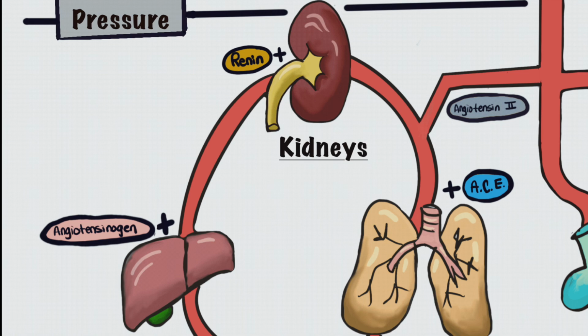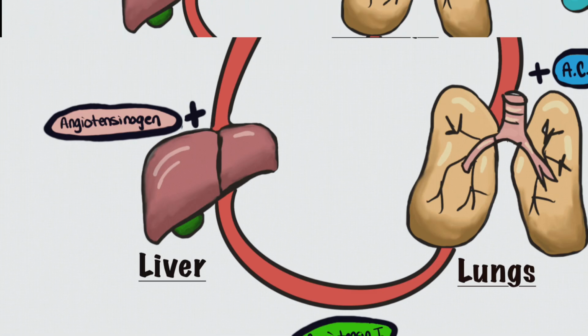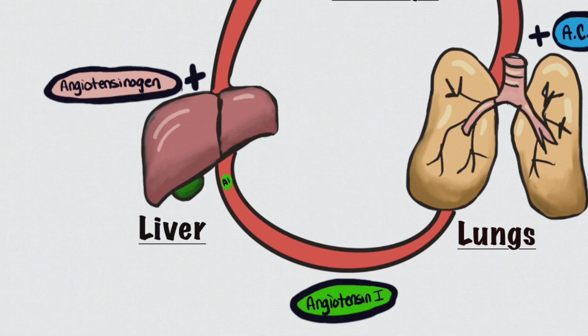And now we have renin circulating, and the liver will produce a pre-enzyme called angiotensinogen, and the renin will break angiotensinogen to turn it into angiotensin 1. And now we have angiotensin 1 in the blood circulation.